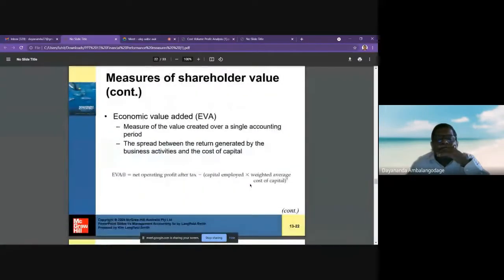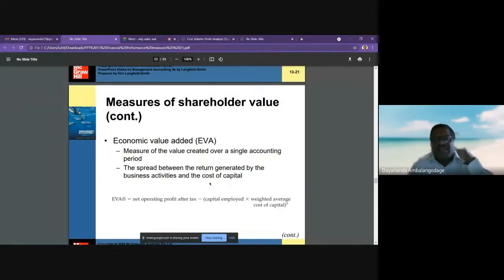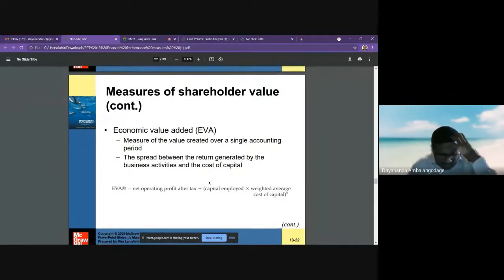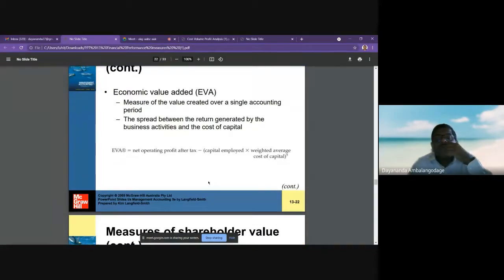So what is the difference between EVA and RI? I think you can remember RI, residual income. What is the difference? There is no difference. Both measurements are the same. The only difference is this R.